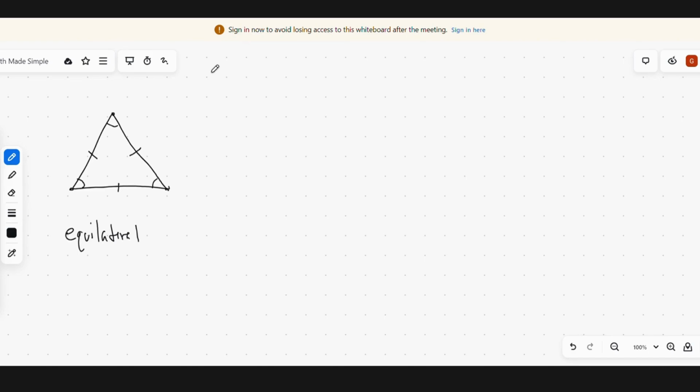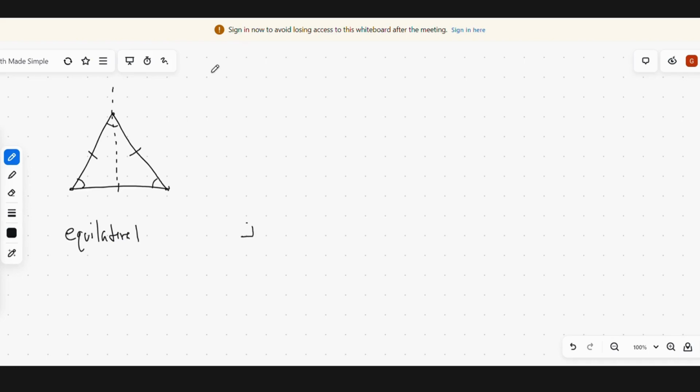So equilateral triangle means that all three side lengths are the exact same and all three angle measures are the same. This is a symmetric triangle. If you cut it down the middle, both of these sides are going to be exactly the same.